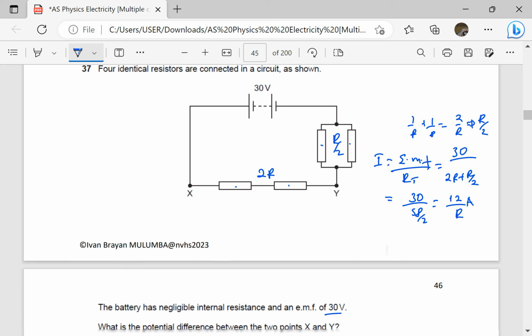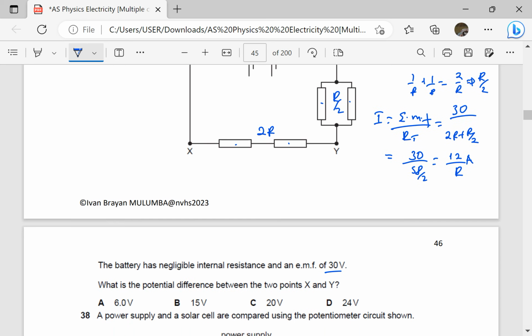That is the current. So to find the PD across X and Y, from Ohm's law V is equal to IR. The current is 12 divided by R, and the resistance across XY, so this will be R_XY, is twice R, which makes this to be 24. So our answer is going to be precisely D.